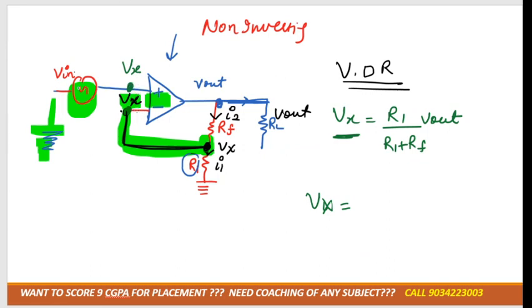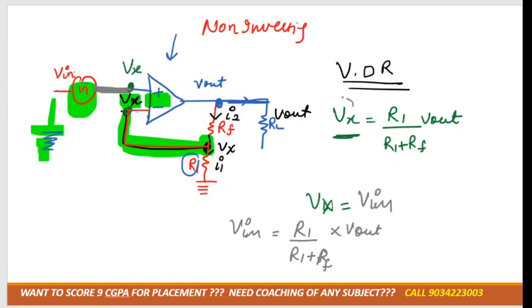So if Vx is there over here, can we write V in and Vx? Again there is a plain wire, there is no resistance over here, so Vx and V in would be the same or not? Because there is a plain wire. Okay, so can we say that V in is equal to R1 divided by R1 plus RF multiplied by V out. I just put the value of Vx into V in.